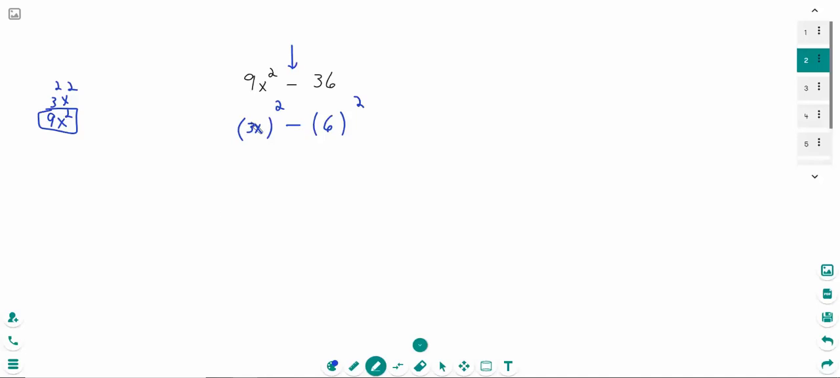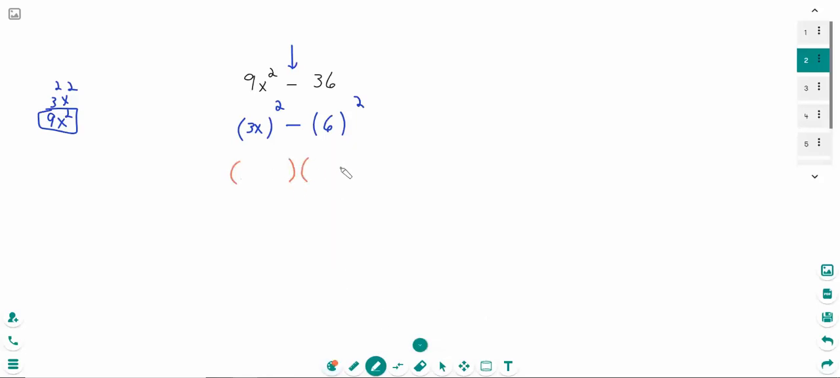Now, eventually you'll be able to do this part in your head. You'll be able to just look at it and say, oh, I see that as being a 3x squared and then a 6 squared. So it's a perfect square. All right. But for right now, I think it's good to write out the parentheses and just try to prove to yourself that this is a perfect square. Once you've proven it to yourself, then you can go ahead and factor it.